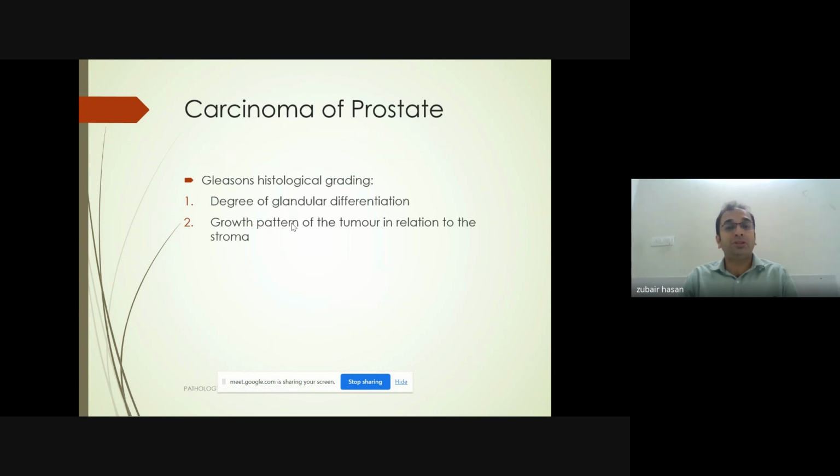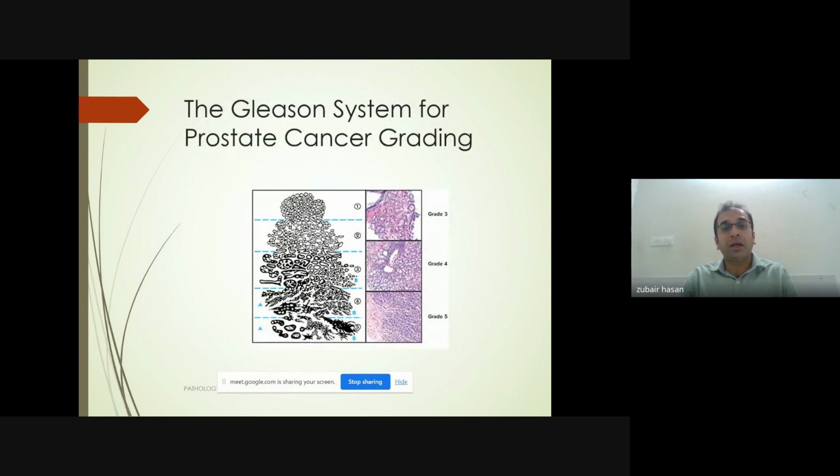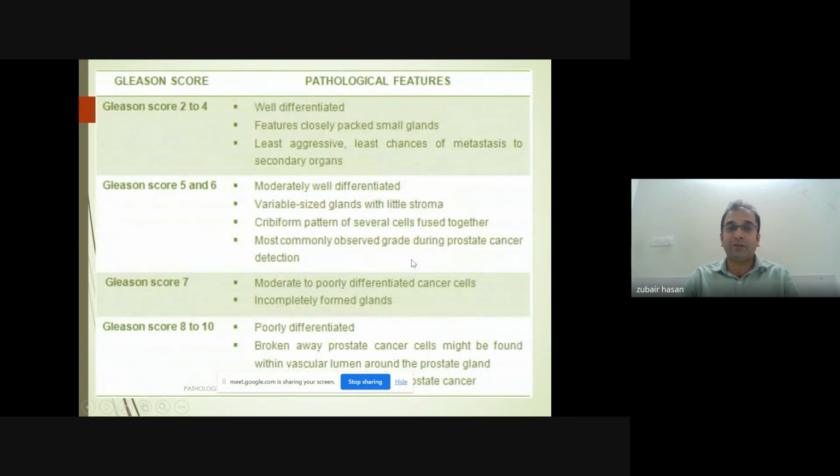Very important for the pathologist and for the urologists is the Gleason's histological grading. You have degree of glandular differentiation, and now there are only 3 patterns which exist: grade 3, grade 4, and grade 5. Right? So this no longer exists. We start from the grade 6, or score 6, where it is grade 3 plus 3. So we always give it in duplicates. So if we look at the core biopsies or the prostatectomy specimen, we look at the 2 patterns which are most predominant, and we then give the grade plus grade is equal to score.